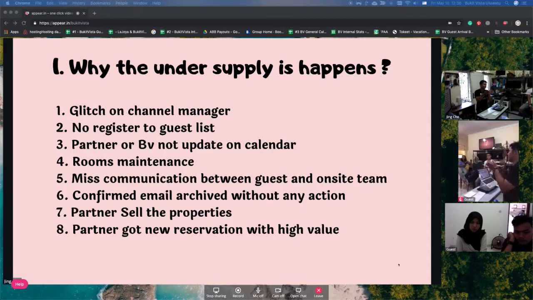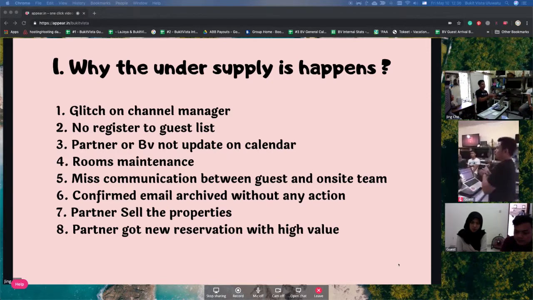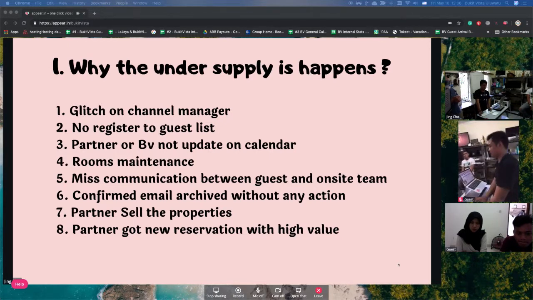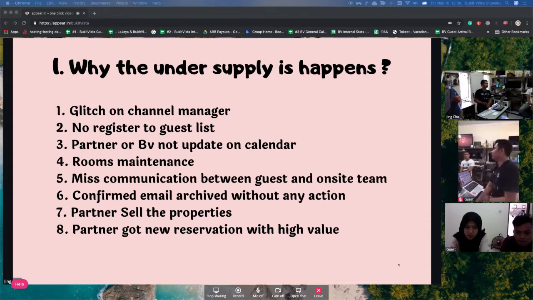We just cannot cancel the guest because the guest already booked 2 months ago, 6 months, and we just tell them last minute. But we try to give the best solution by offering another property. So that's one of the sources of the undersupply. And then the eighth is the partner getting a new reservation with high value than our guest. I think that also happened in Villa Anak.